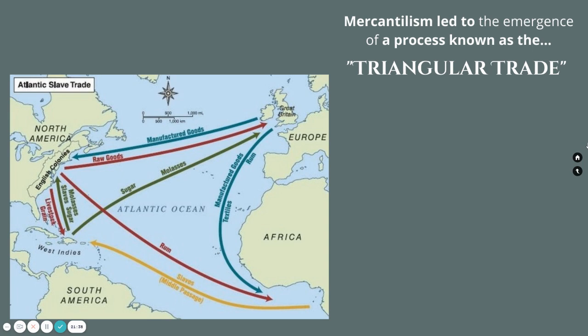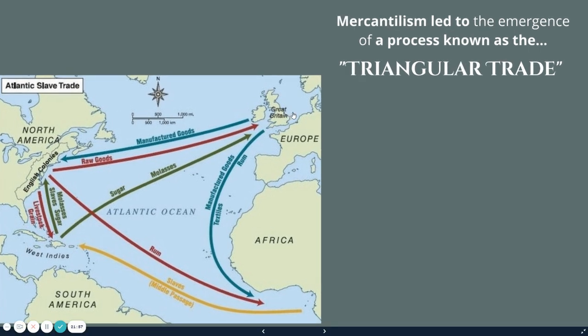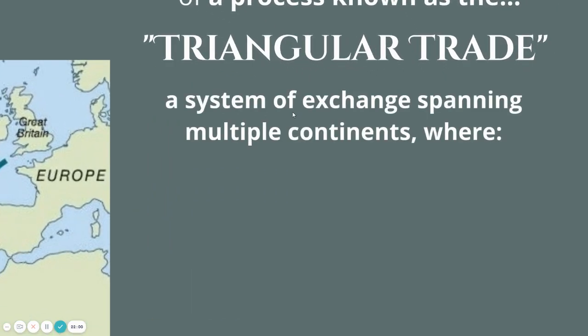Mercantilism led to the emergence of this process known as the triangular trade. And as it sounds, the triangular trade is just that. It is a process of trade lines that go from one area to another, and then back to the original in this triangular fashion. Specifically here, it really begins with that mother country, right? That's the heart of the empire. So the British are going to be exporting goods, right?